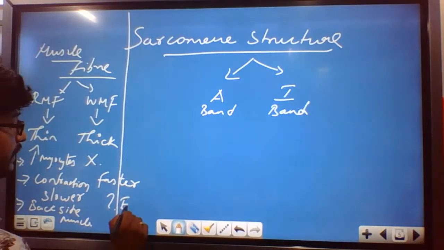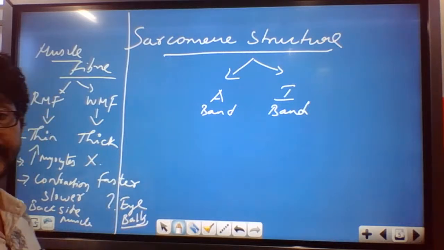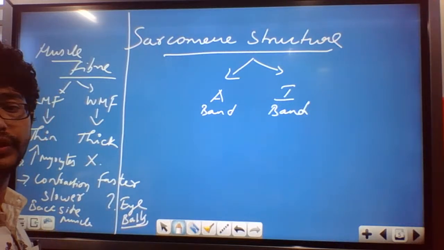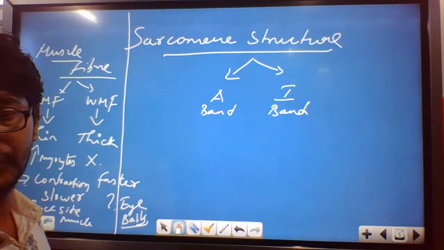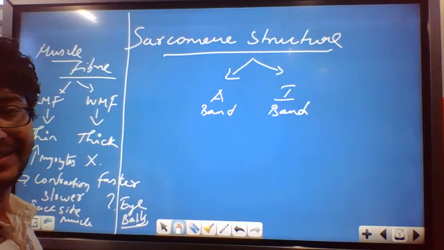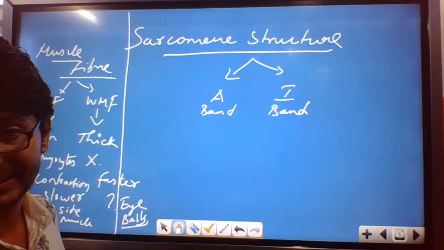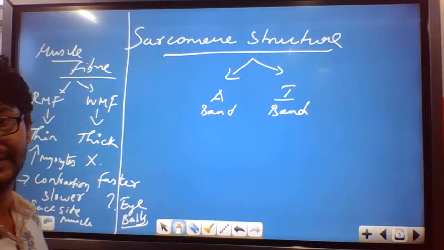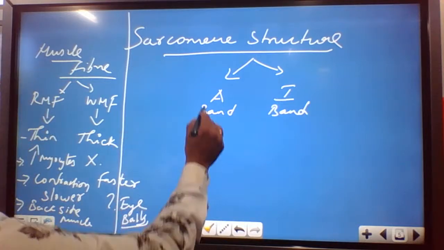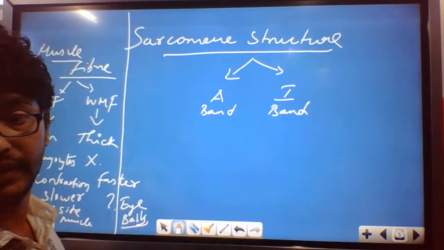You answered me correctly, eyeballs have white muscle fiber. That is the reason why, if you sit in front of a computer and look at the phone for a long span of time, you immediately get reddening of the eyes and it starts irritating, right? This is because of the white muscle fiber, because the contraction takes place much faster. The muscles in the eyeballs are the correct example for the white muscle fiber. So A stands for anisotropic band and I stands for isotropic band.